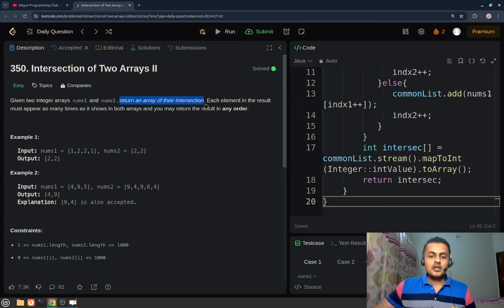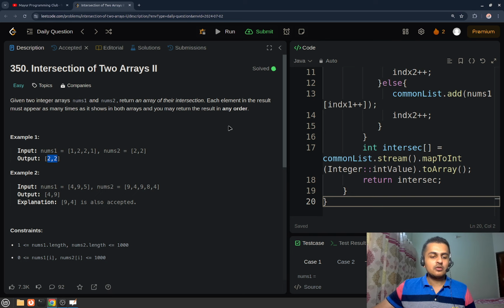Okay, and each element in the result must appear as many times as it is shown in both of the arrays. For example, in the first example that is given to us, 2 was appearing twice in both of the arrays, so in the intersection also it appeared twice. Okay, and you can return the result in any order.